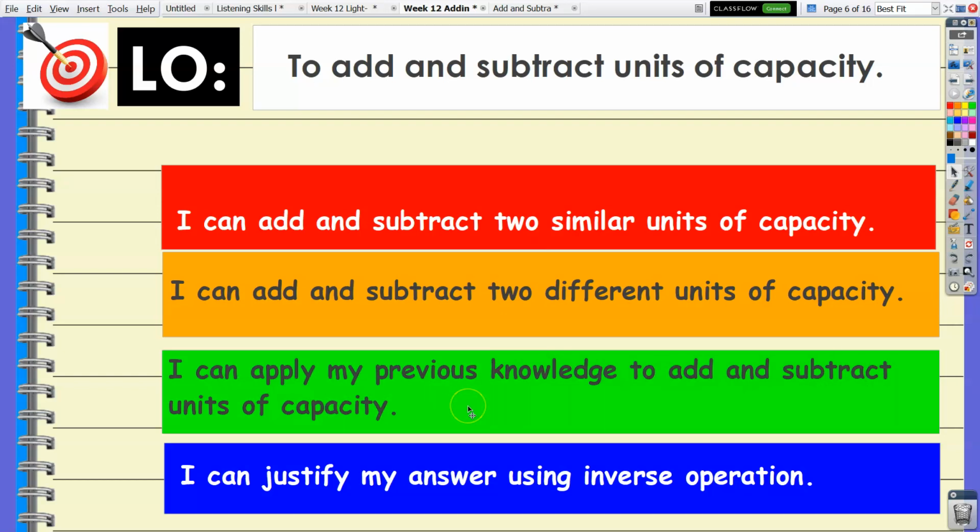Now, you may use different strategies on how to subtract or add units of capacity using either mental maths or mental calculations, or you may do the columnar addition and subtractions. I can justify my answer using inverse operation. So if you are unsure about your answers, you may use inverse operation. If you're doing the subtraction, you may check your answer by doing the addition in reverse order. And if you're doing the addition, you may do the reverse operation by doing the subtraction in the reverse manner.